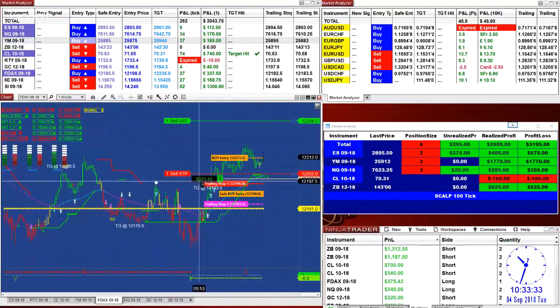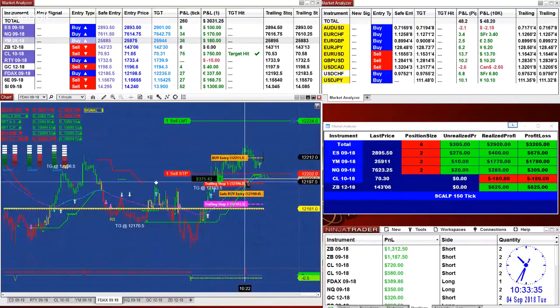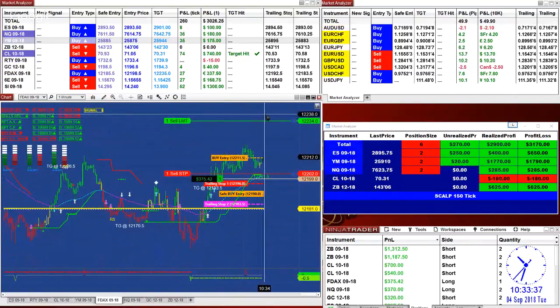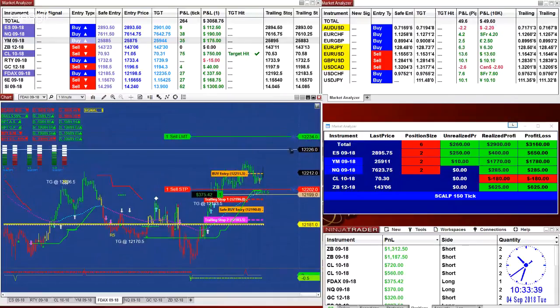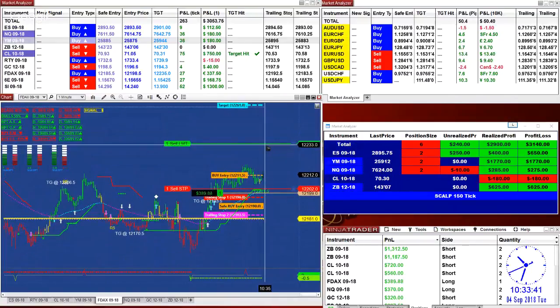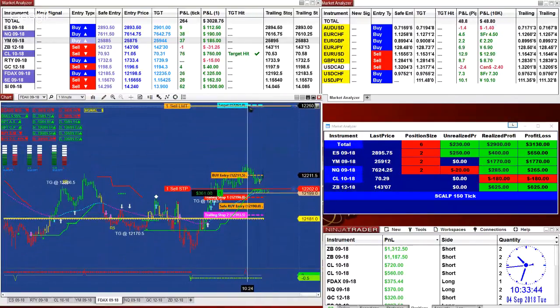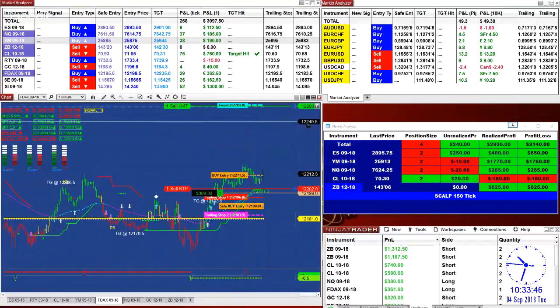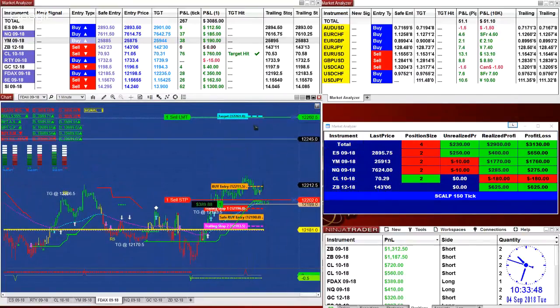Look at it. The market pulled back to the same level, and now it's trying to get up to those targets. Now we have a new target, way up here. The chart is always giving you new updates. The market analyzer just gives you the entry, target, exit.